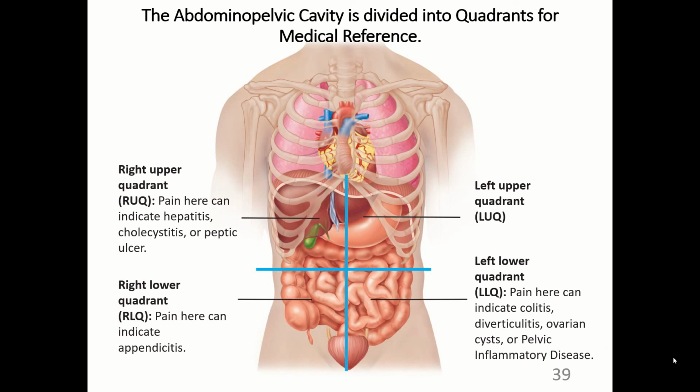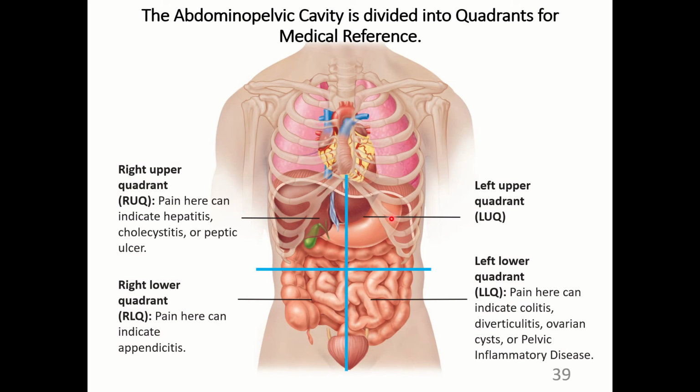Same goes for the 4 quadrants. These are going to refer to where organs are in the abdominopelvic cavity, so inferior to the diaphragm. The quadrants are for medical reference because they're less specific and they can refer to lacerations and injuries in a more generalized way. So the right upper quadrant refers to the liver, gallbladder, pylorus of the stomach, and portions of the colon and small intestine. Pain here can indicate hepatitis of the liver, cholecystitis of the gallbladder, or a peptic ulcer in the stomach.